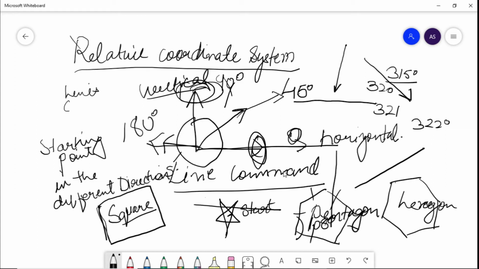Shapes means circles, polygons, rhombus. So these are the combination of different shapes that can give you your resultant figure, whatever the drawing demands. Now moving on to the relative coordinate system.